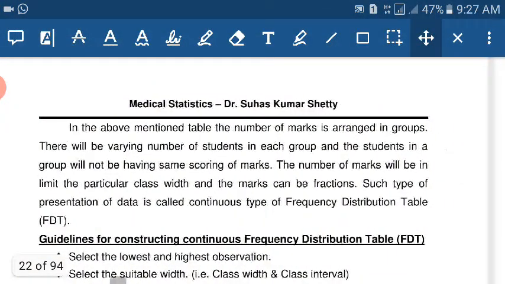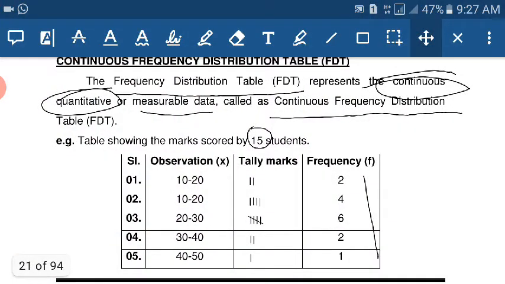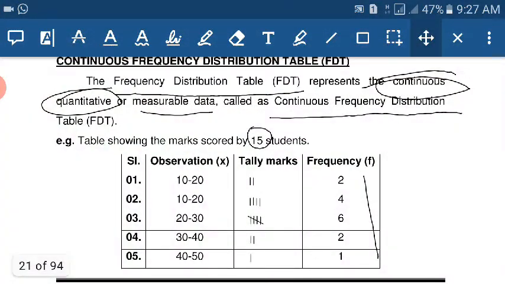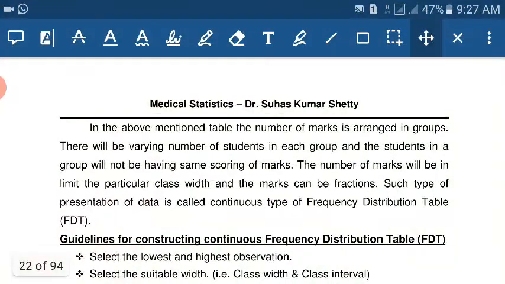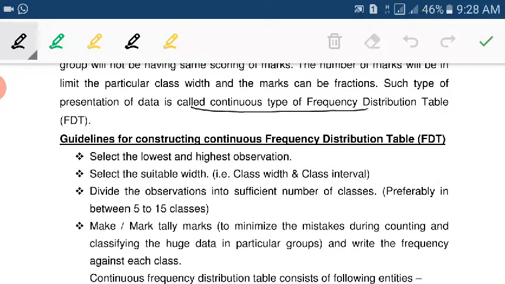In the above mentioned table, the marks are arranged in groups. These are arranged in groups 1 to 20, 20 to 30 and so on. There will be a varying number of students in each group. Yes, varying: there are 2 students, 4 students, 6 students, 2 students, 1 student. The students in a group will not have the same score. The marks will be within the limit of a particular class width, and the marks can be fractions also. Such a presentation of data is called a continuous frequency distribution table.